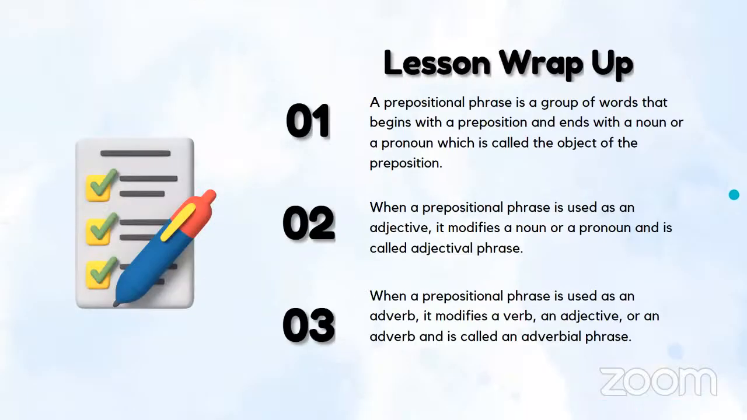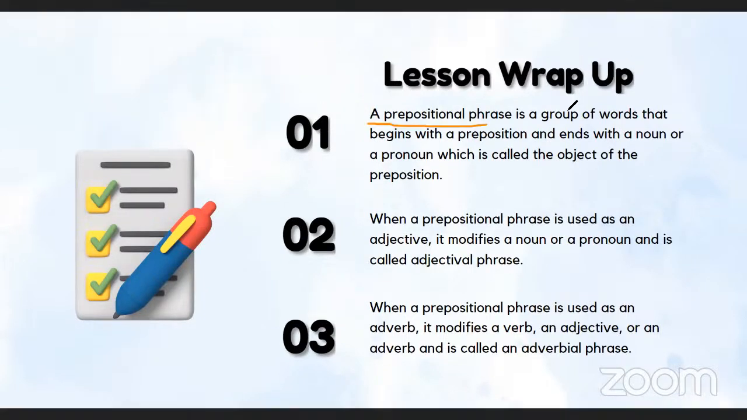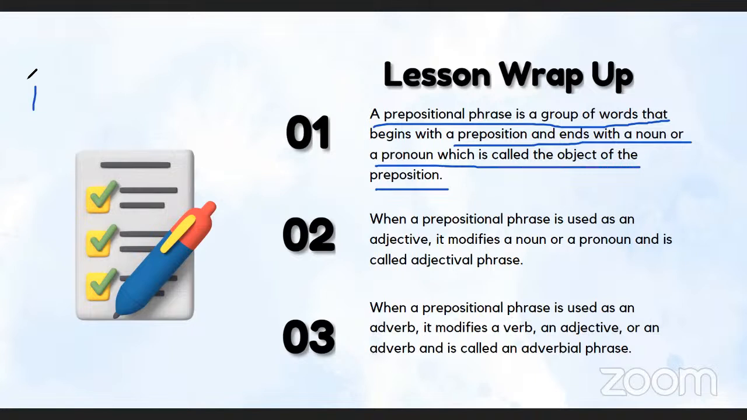Let's wrap up the phrases part now. A prepositional phrase, let me change the color, sorry. A prepositional phrase is a group of words that begins with a preposition and ends with a noun or pronoun, which is called the object of the preposition. हमको ये पता चल गया, prepositional phrase preposition से शुरू होता है and noun या pronoun पे खत्म होता है, ठीक है? Noun or pronoun.